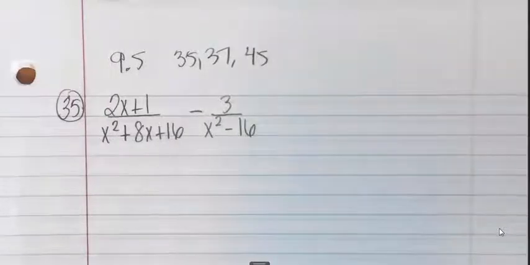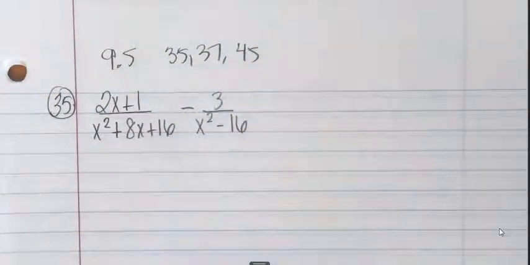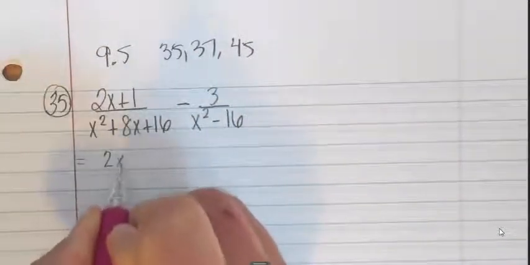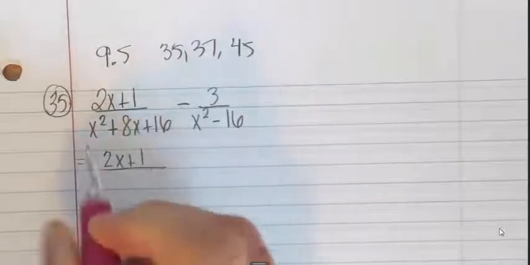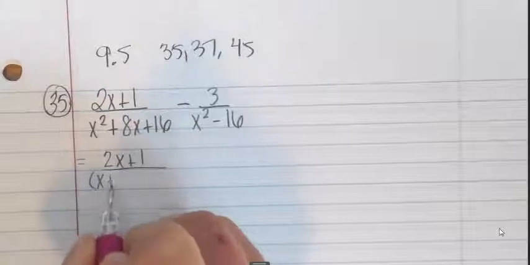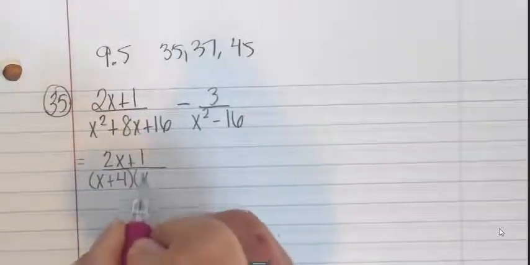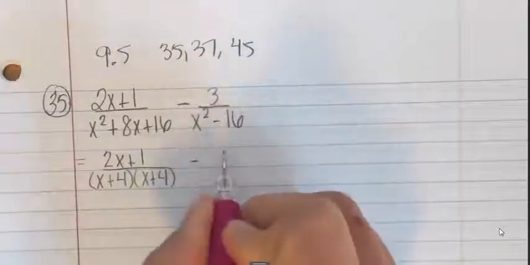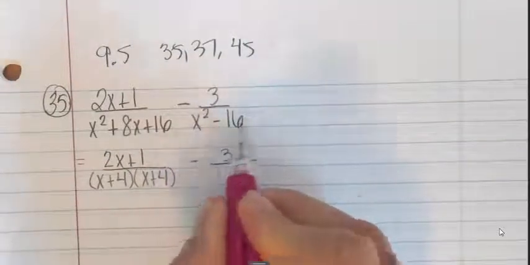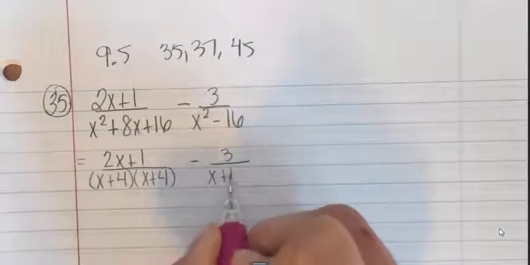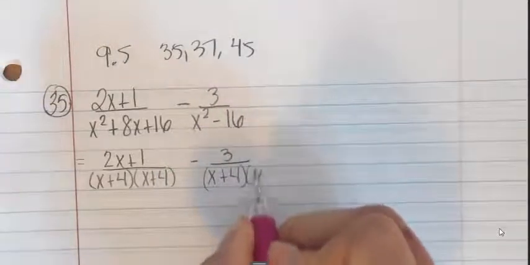Okay, so let me get my pencil. Okay, so for this first one, I'm going to leave my numerator and factor my denominator. Now that's a perfect square trinomial, so this is x plus 4 times x plus 4. This one over here, leave my numerator alone, factor the denominator. That's a difference of two squares. So I'm going to go x plus 4 and then x minus 4.